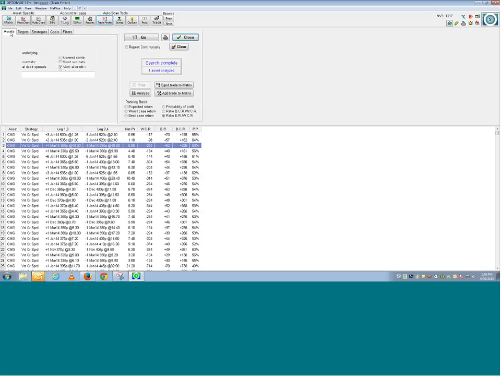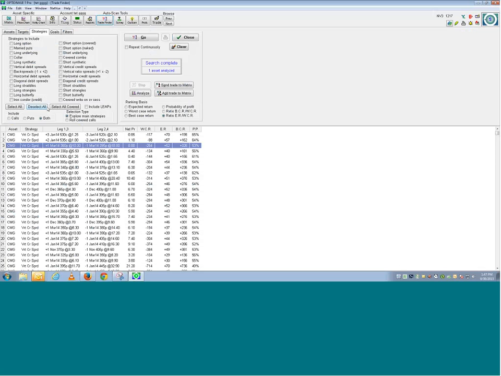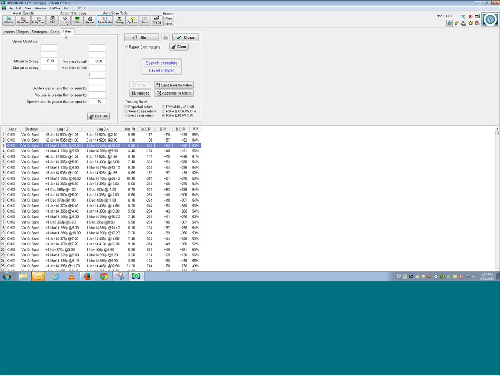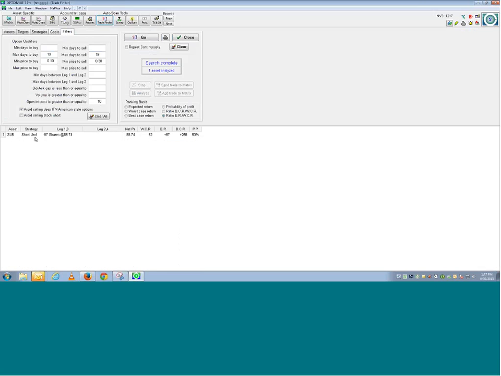We go to TradeFinder, bring in SLB, brings in our targets, strategies. I'm going to select all covered. Goals, and let's go to filters. Now, maximum days to buy, we don't want to go anything over 19 days. And by doing it this way, we're limiting the trade ideas only to October, in which case it found nothing that makes sense. It found nothing that has a positive expected return except for shorting the underlying, if you can believe that.